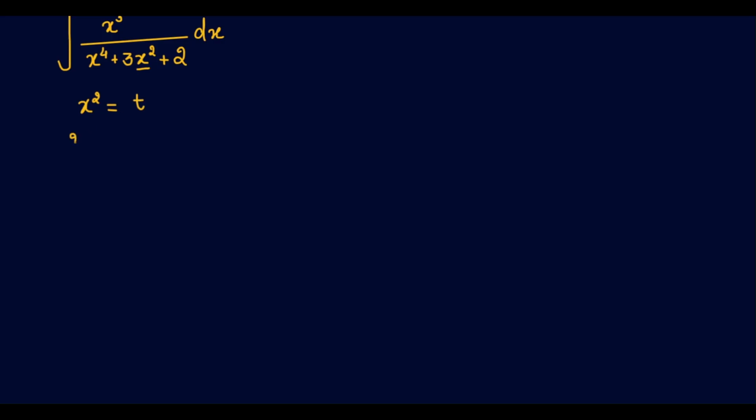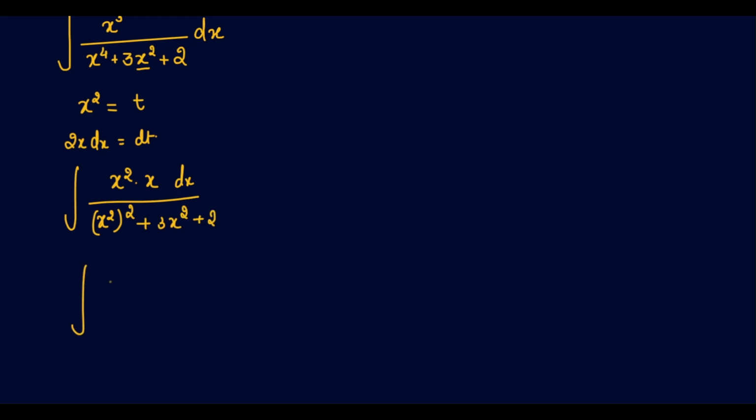Now we will differentiate. So you will get here 2x dx, that is equal to dt. What about x cube then? You will write x square into x dx, and x to the power 4 will be written as x square to the whole square, plus 3x square plus 2. So x square will be written as t, x dx will be written as dt over 2, which goes outside. Now x square will be written as t square. Here you will write 3t plus 2. Now we can write it in this form.